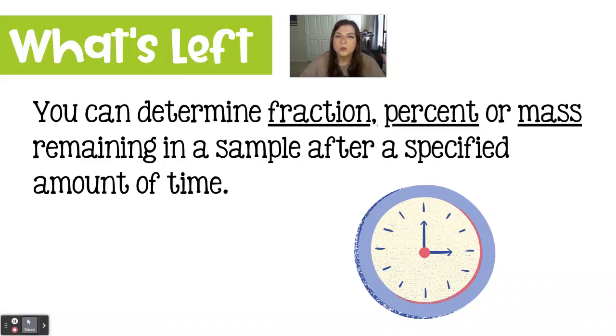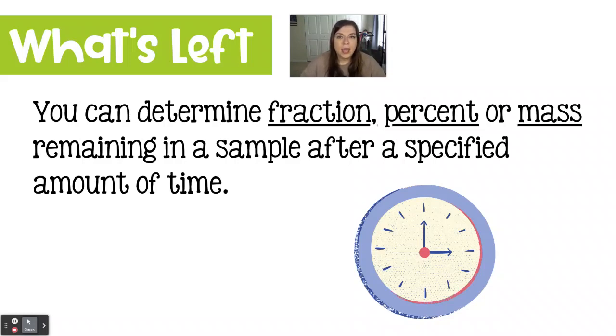So how does this apply to us? When we're looking at a radioactive isotope breaking down, we can determine what fraction, what percent, or what mass of this sample will be left after a certain amount of time has passed. This is also good if you are interested in the medical field and looking at diagnostic medicine. Like I had mentioned in the uses of radioactive isotopes, using tracers, you want to know how long this thing is going to be radioactive in somebody's body before either their body gets rid of it or the thing decays on its own.